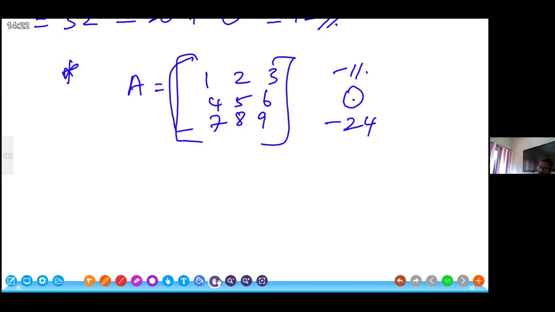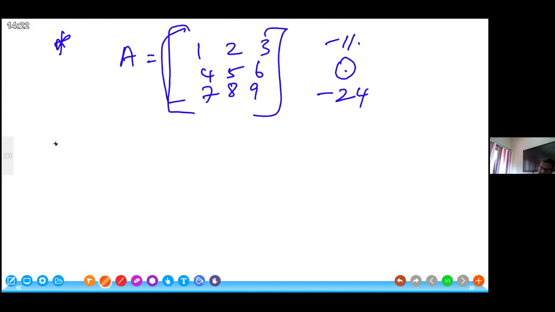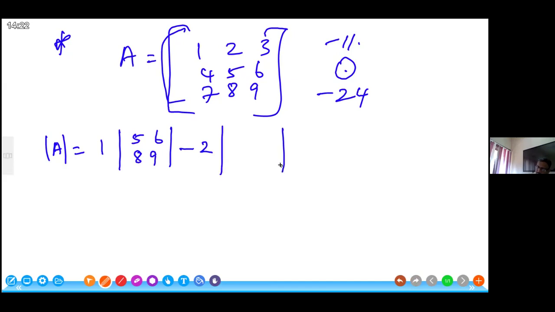Right, we will try together. Determinant of A is 1 into cofactor of 5, 6, 8, minus 2 into cofactor of 4, 6, 7, plus 3 into cofactor of 4, 5, 7, 8.